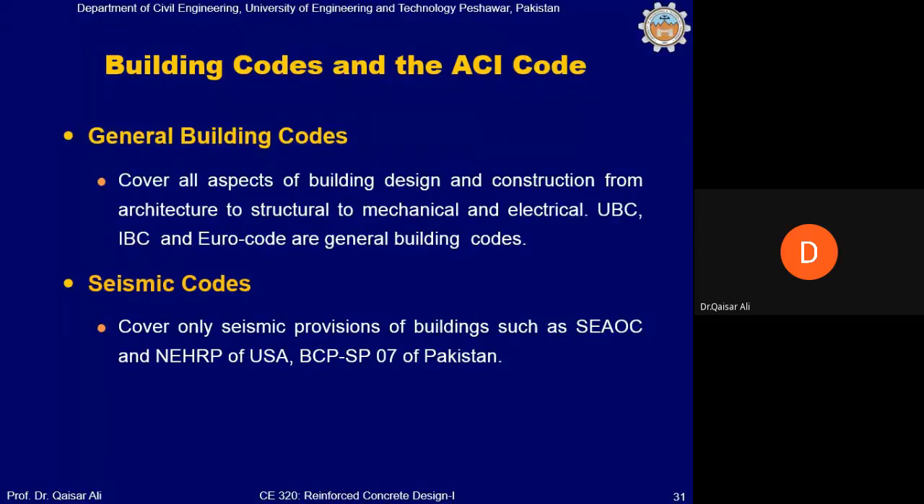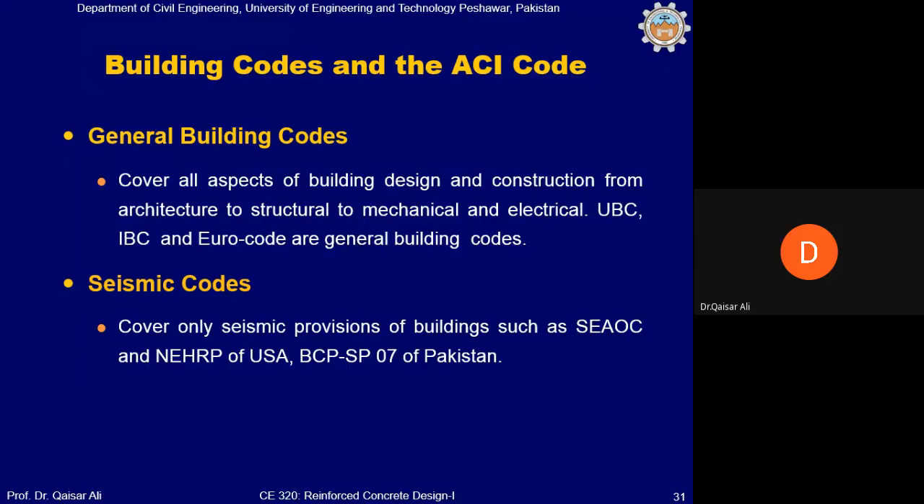General building codes are those codes which address all the different requirements of the building, for example, architectural, structural, mechanical, electrical, etc. This is a general building code, called the mother code. And this mother code or general building code will address all the requirements of a building. Within the general building code, you can have different codes.